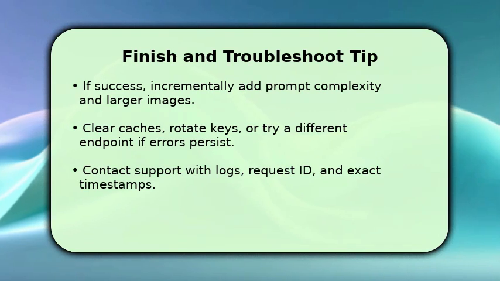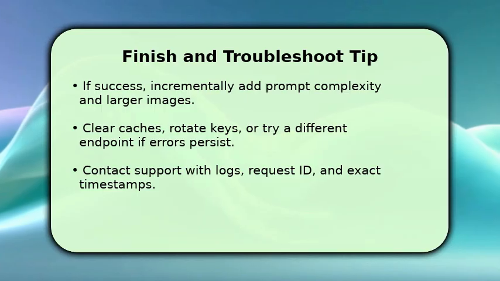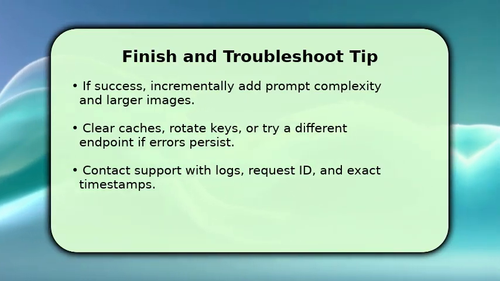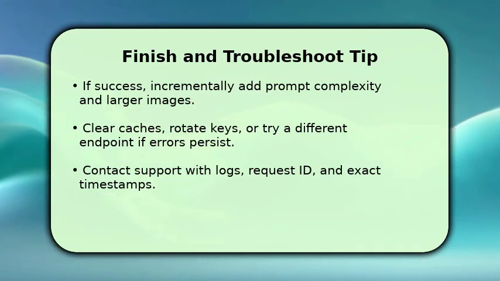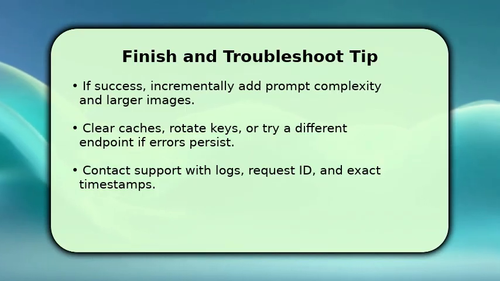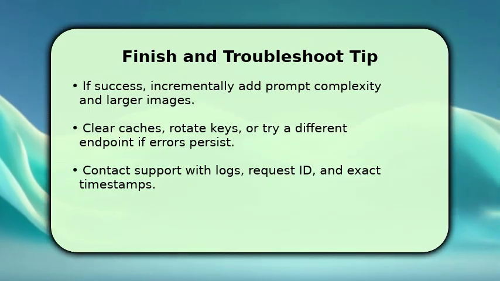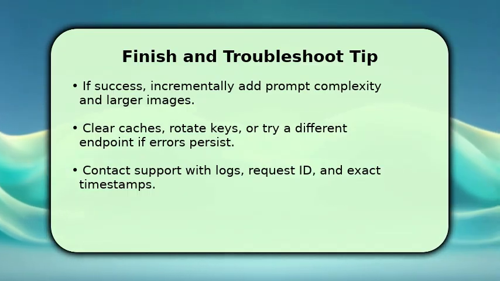Finish by validating success. If the test image generates, slowly reintroduce complexity into your prompt and larger files to confirm consistent behavior. If failures continue, clear caches, rotate credentials, and retry on an alternate endpoint to eliminate transient account or regional issues. As a final troubleshooting tip, capture full logs, include the request ID and timestamps, and open a support ticket. Providing those details lets support trace the failure rather than guessing, which speeds resolution and prevents repeated errors.